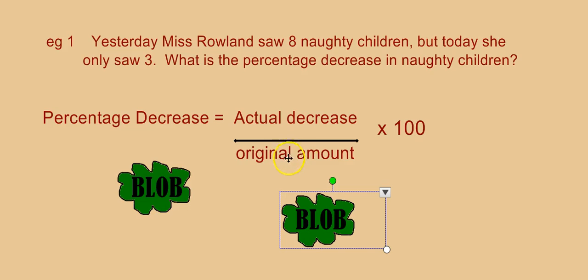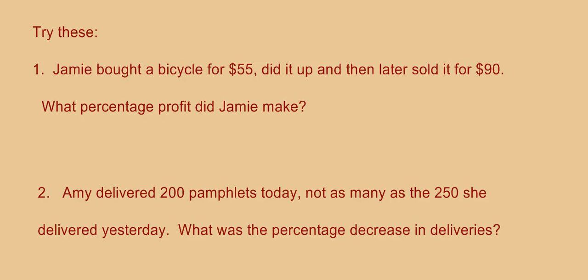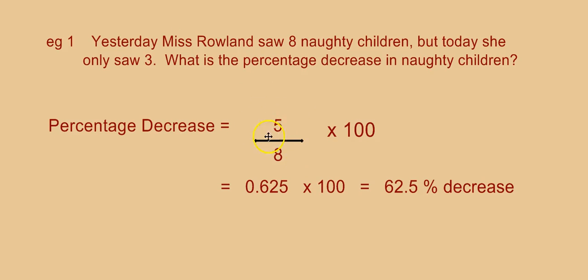Now this is the other amount. The original amount also requires some thought, because you may be tempted to put the 3 in or the 8 in, but you need to know exactly what you're doing so that it works every time. So the original amount before the blob, before the decrease. What was the number of naughty children before it decreased? Well, it was 8. So the actual decrease, which is 5 children, the original number of naughty children that I saw was 8, and multiply by 100 to make it a percent.